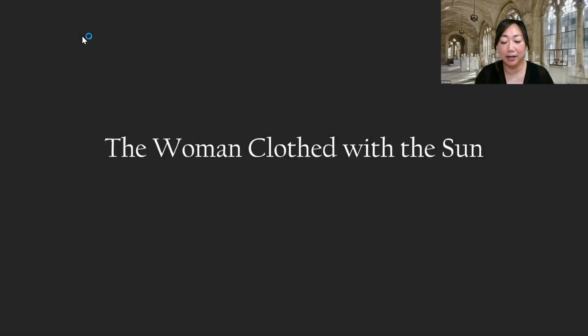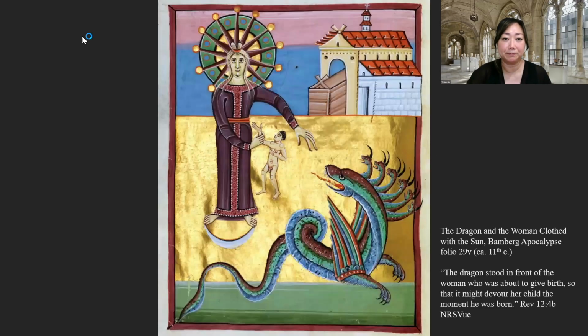Not necessarily accompanied with any text at all, but it has become part of iconography that is important through the ages. So the woman clothed with the sun is an especially important person from Revelation, represented in many different ways. So we have, first of all, again, from the Bamberg Apocalypse, this particular scene.